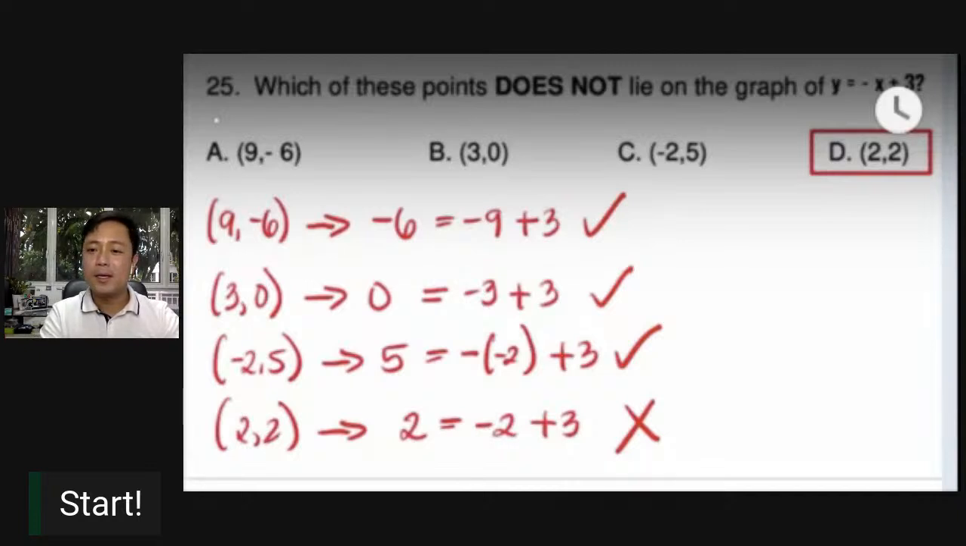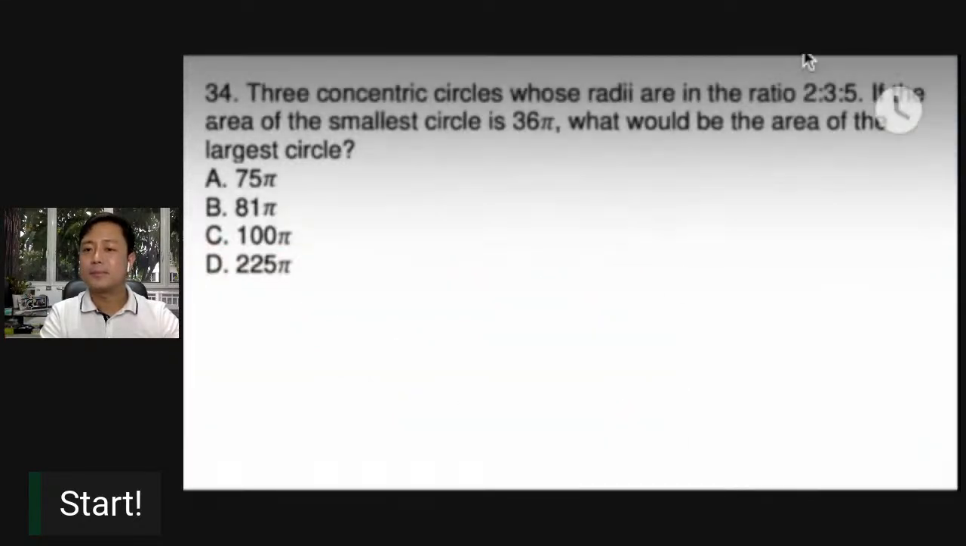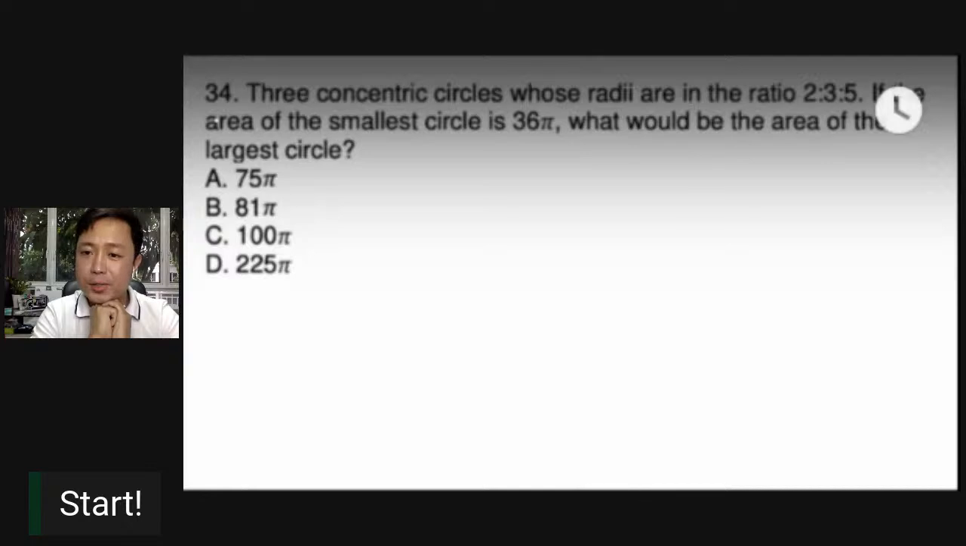Okay, here's the next question. Three concentric circles whose radii are in the ratio 2 to 3 to 5. If the area of the smallest circle is 36 pi, what would be the area of the largest circle? So this one is a bit difficult. Yes, Lemuel, you're right. We need to substitute the values of x and y into the given equation.